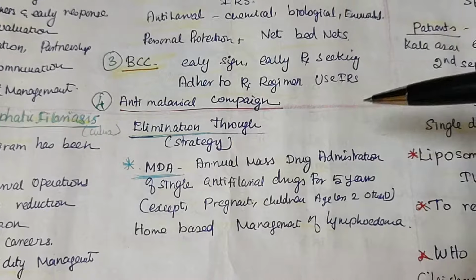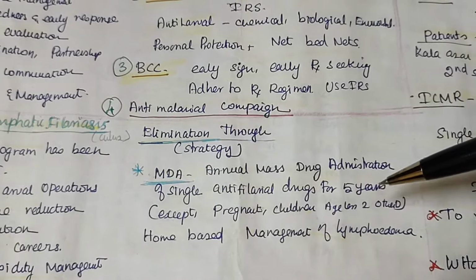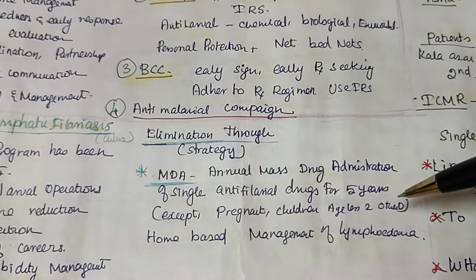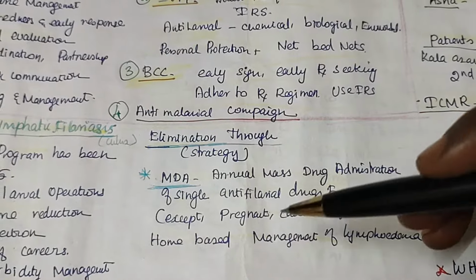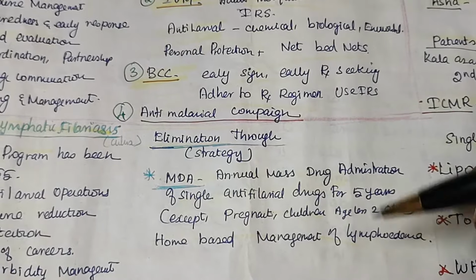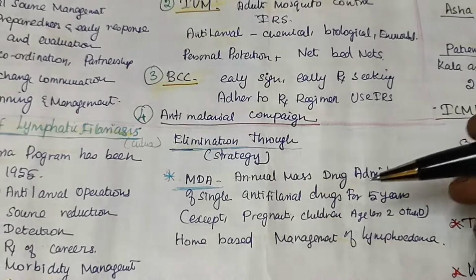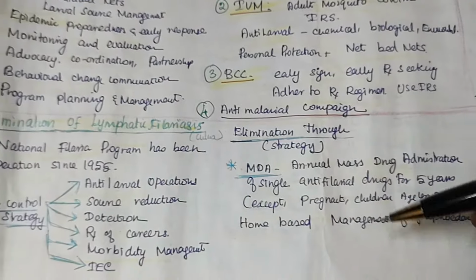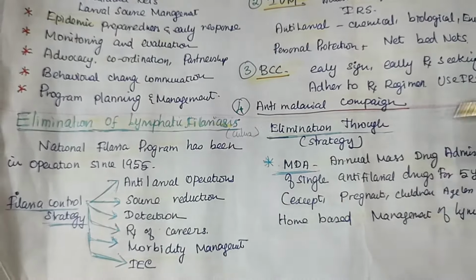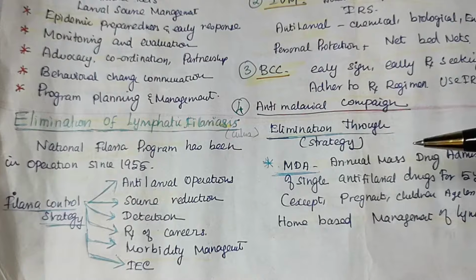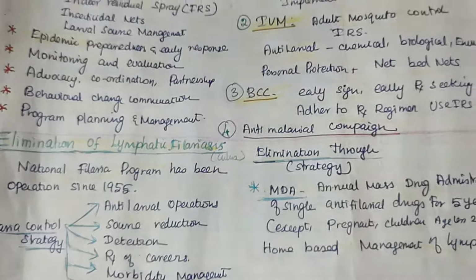They give it to everyone except pregnant women and children less than 2 years of age. Then home-based management: they will go to each home, ASHA workers will be giving them health education and helping them to reduce the vector and with the source reduction program.